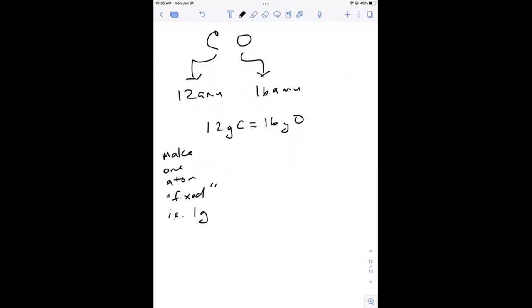So 1 gram. We're going to make one of those atoms fixed, that is, make it 1 gram. So let's make carbon 1 gram. We're going to divide both sides by 12. So 1 gram of carbon is going to be 16 over 12 grams of oxygen, or 1.33 grams of oxygen. Can somebody check that calculation? 16 divided by 12.